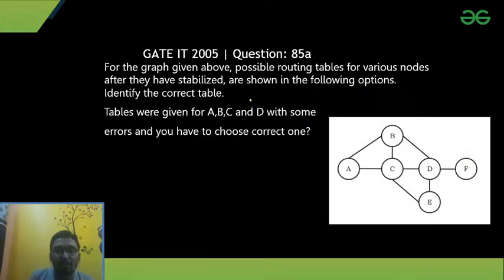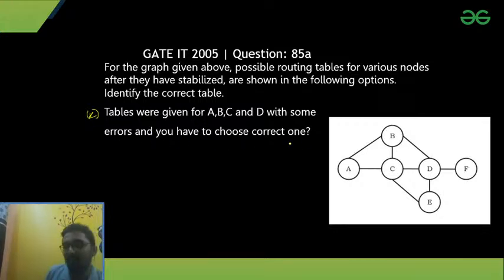For the graph given above, possible routing tables for various nodes after they have stabilized are shown in the following options. So they are telling us that the possible routing tables for various nodes have been shown. Tables were given for A, B, C, and D with some errors. You have to choose the correct one.